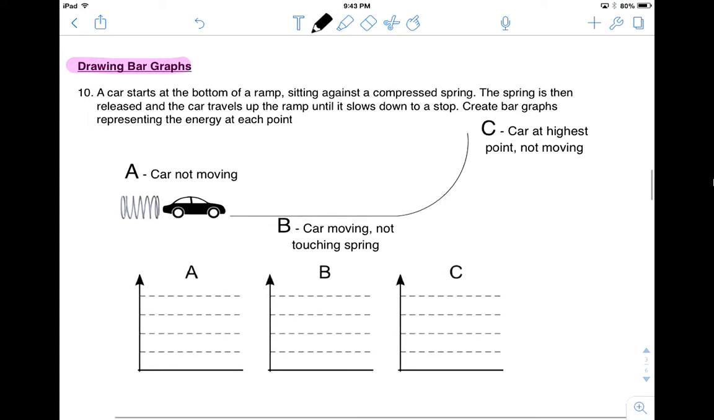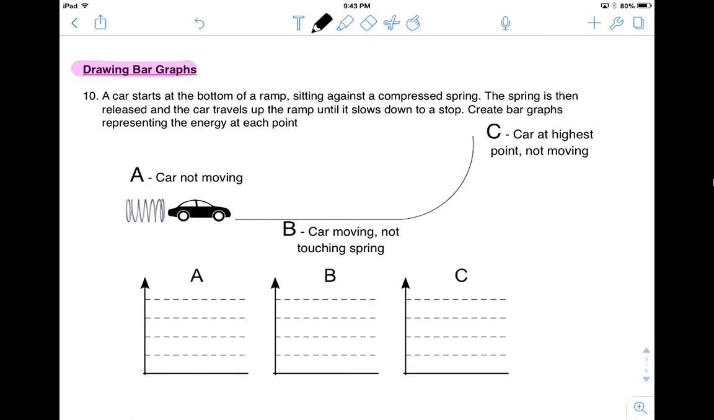A car starts at the bottom of the ramp sitting against a compressed spring. That's right here. Okay, so it starts down here, and it says point A is the car not moving, but my spring is compressed. The spring is then released. The car travels up the ramp until it slows down to a stop. Create bar graphs representing the energy at each point.